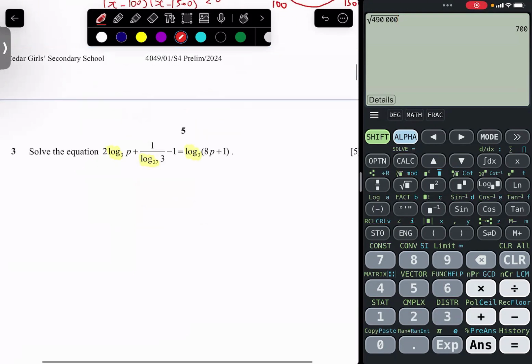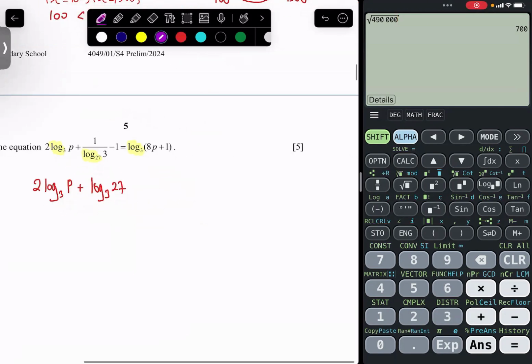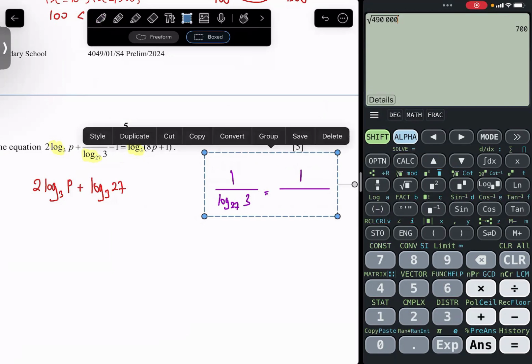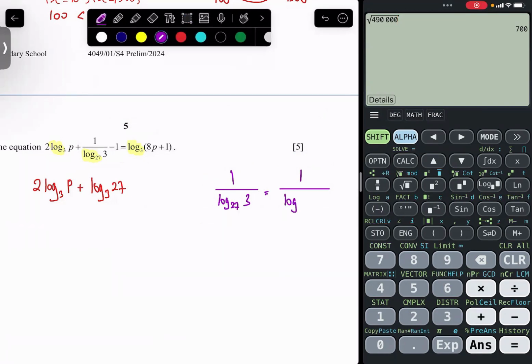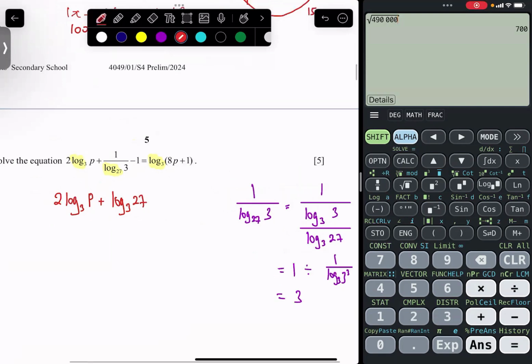Now over here we'll have 2 log₃ p plus... now change of base for this. If you understand change of base enough, you can just change this into log₃ 27. Otherwise, look over here, I can do this as well: 1 over log₂₇ 3. When I do change of base, it'll be 1 over log 3 over log 27. So that would mean 1 divided by 1 over log₃ 27, which is log₃ of 3 cubed. So this answer will equal 3. Put it back here, this will be the same thing, minus 1 equals log₃(8p + 1).